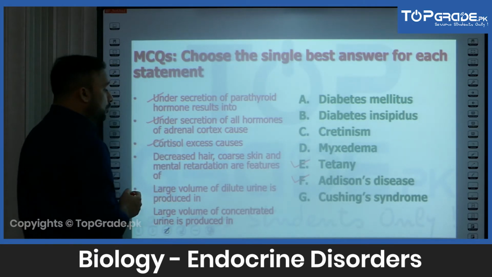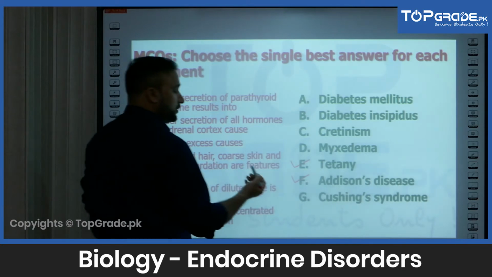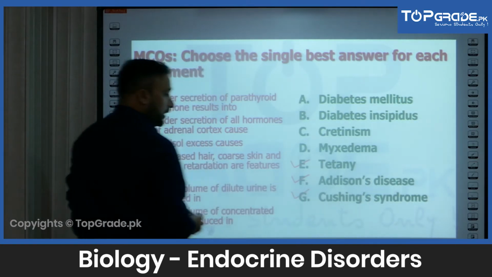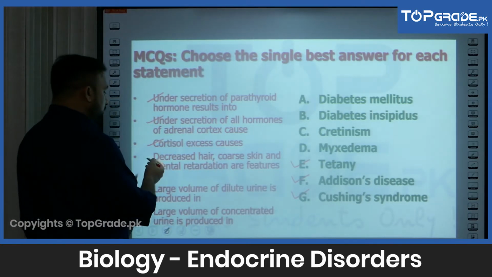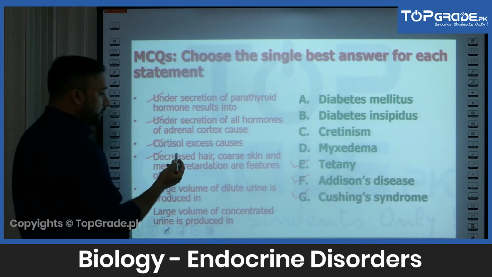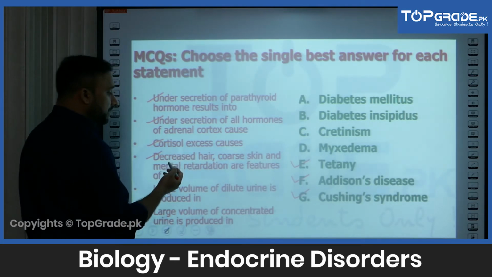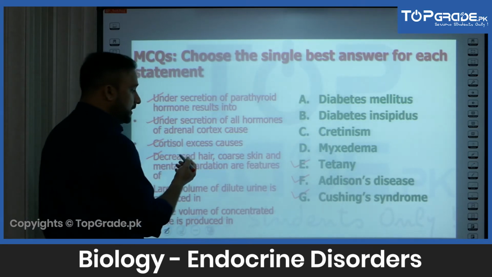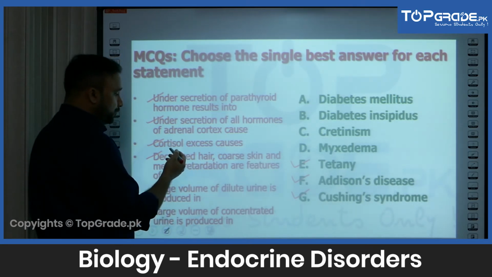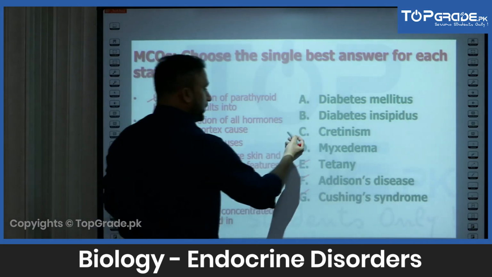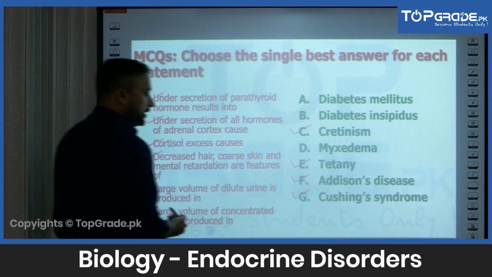Another statement, cortisol excess causes, so the disease resulting from the excess of cortisol is the Cushing's syndrome. We've got another statement, decreased hair, coarse skin and mental retardation are features of the thyroid deficiency in children, which we specifically call cretinism. So best response is C to this question.